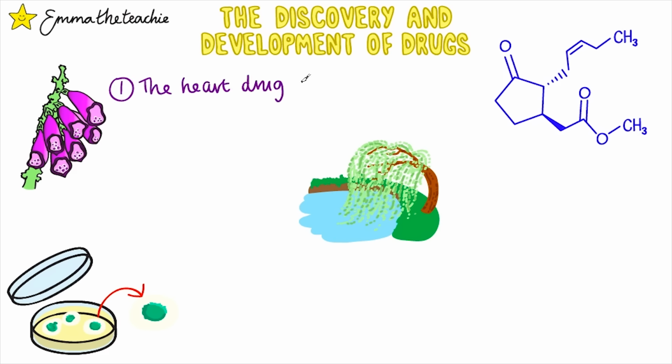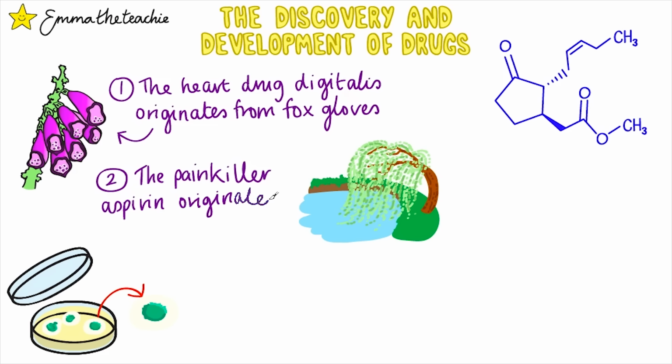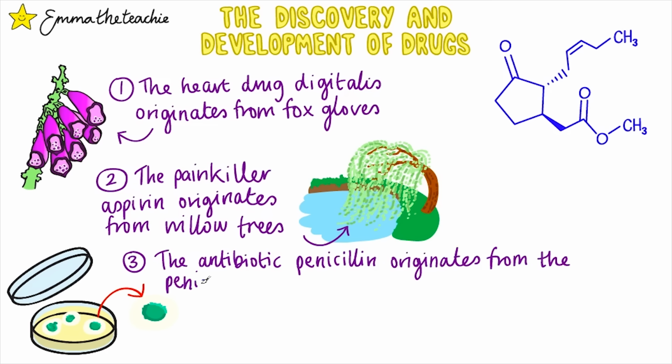The heart drug digitalis originates from foxgloves. This plant is pretty common in the UK, but it's poisonous if eaten directly. The painkiller aspirin originates from willow trees, which look like this. And the antibiotic penicillin, which you learned about in the previous video, originates from the penicillin mold.